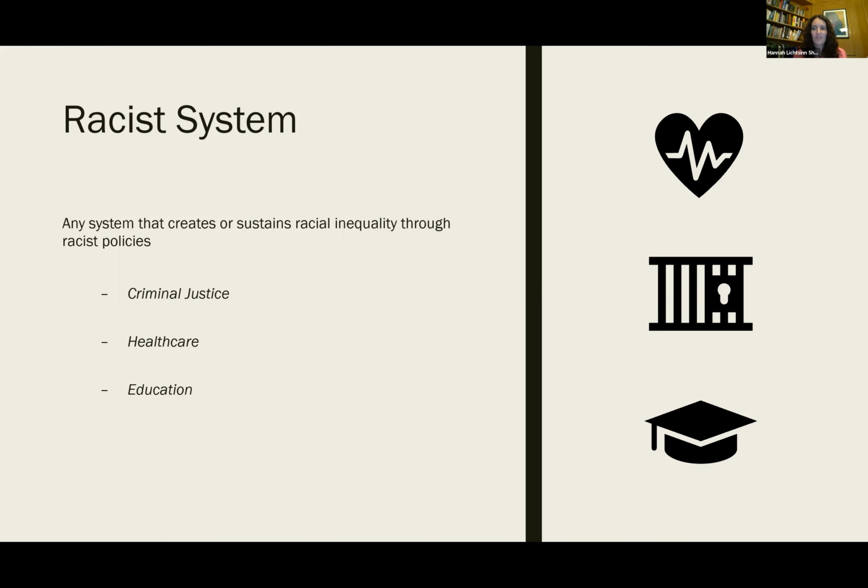So I'm going to use a few examples. I touched on a couple of them already, but I think these are very clear, to me at least. So the criminal justice system: Black people are disproportionately incarcerated compared to white people. We know this. Why does that happen? Is it because Black people are more criminal? No, that's a racist idea. That is a racist idea that, based on the color of someone's skin or racial community or identity, they are inherently more criminal or violent or prone to illegal activity. Racist idea.